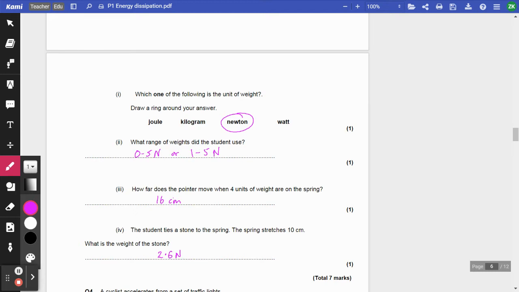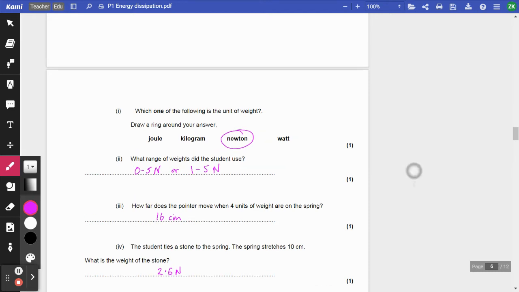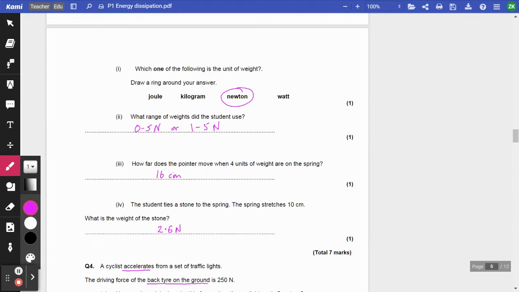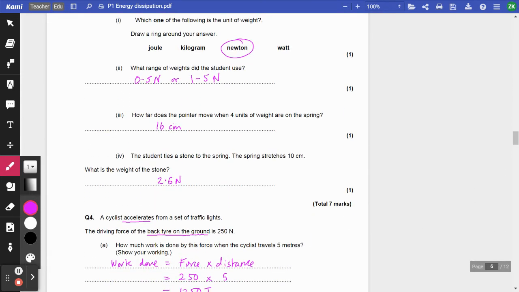And the final question here: the student ties a stone to the spring. The spring stretches 10 centimeters. What is the weight of the stone? It's 2.6 newtons, but your paper is not as clear as mine, so I've given you the benefit of the doubt. If you go to 10 centimeters, you go across and down, that's somewhere between 2.4 and, well, it's 2.5, 2.6, I would say, maybe even 2.7, but that's closer to 2.6 newtons. Don't forget to put your units with the values.